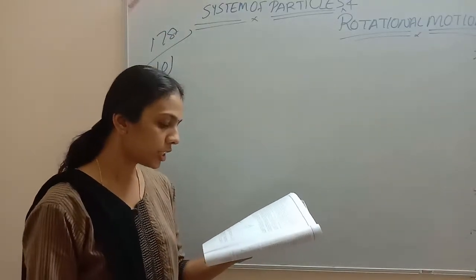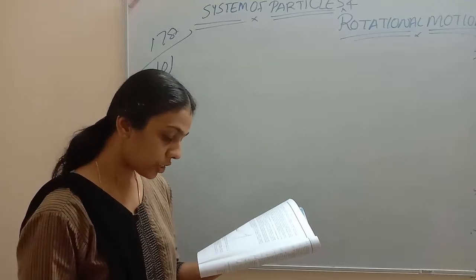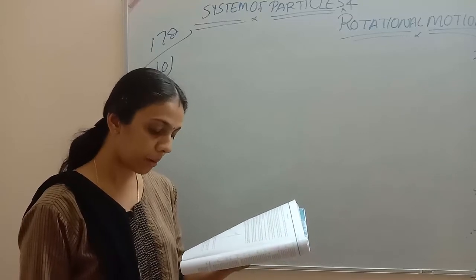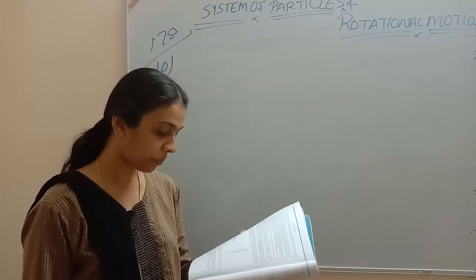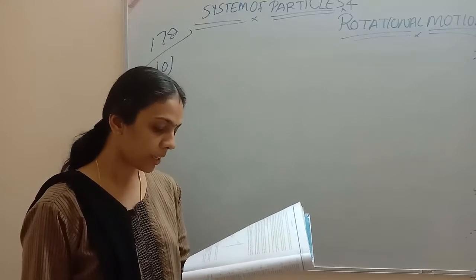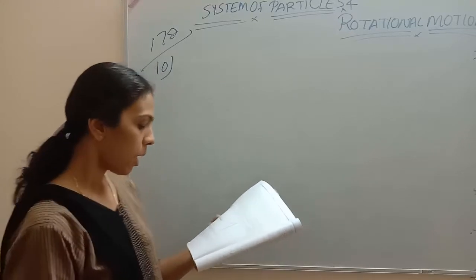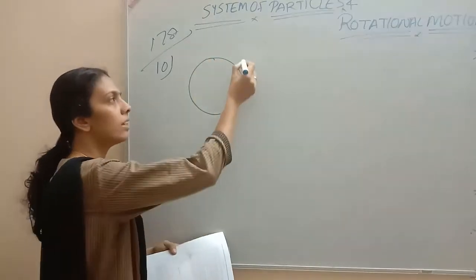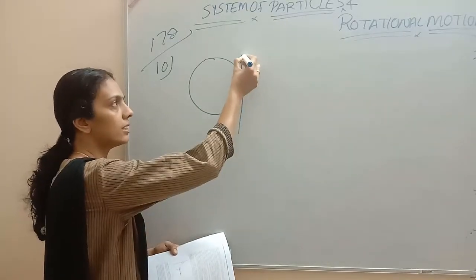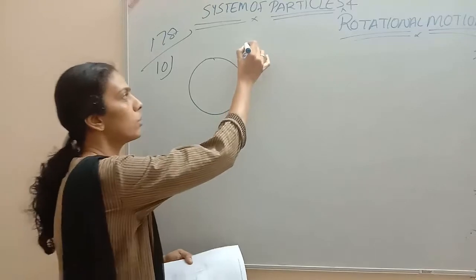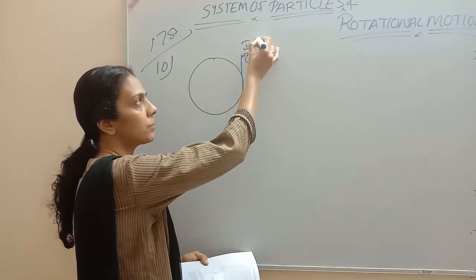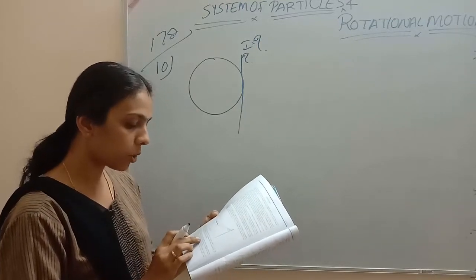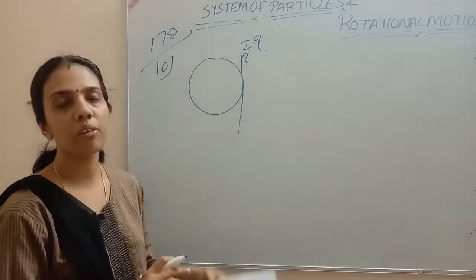Find the moment of inertia of a sphere about a tangent to the sphere. Given the moment of inertia of a sphere about any of its diameters to be 2/5 m r square, where m is the mass of the sphere and r is the radius of the sphere. We should find the moment of inertia of the sphere about the tangent. See, if this is the tangent, we should find the moment of inertia about this tangent.